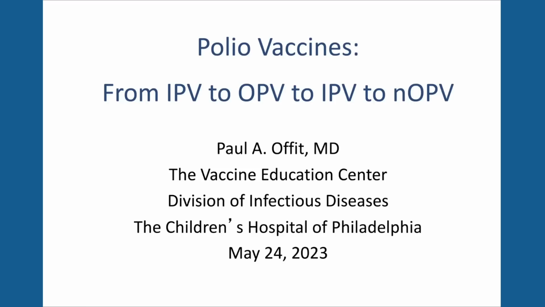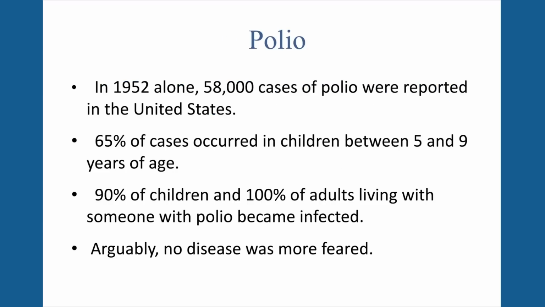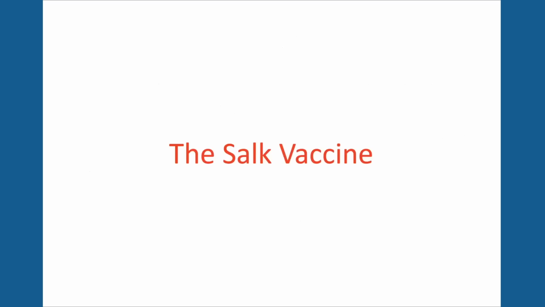Okay, so what I'm going to try and do in the next 15 minutes or so is summarize the last 70 years of polio vaccine research in about 15 minutes. So in 1952 alone, there were 58,000 cases of polio reported in the United States. 65% of cases occurred in children between 5 and 9 years of age. 90% of children and 100% of adults living with someone with polio became infected. Arguably, there was no disease that was more feared.